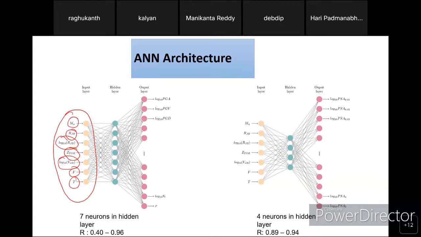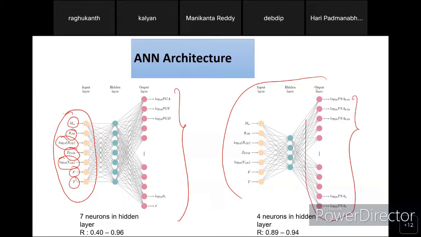And as I already told you, if you don't know the inputs, you can include all the inputs and then compute the sensitivity. If the sensitivity is very low, you can delete that input. So you take all these inputs, and these are the outputs: PGA, PGV, PGD, and all the other parameters. Now this is another network, which estimates only the response spectra. So two separate networks have been developed.